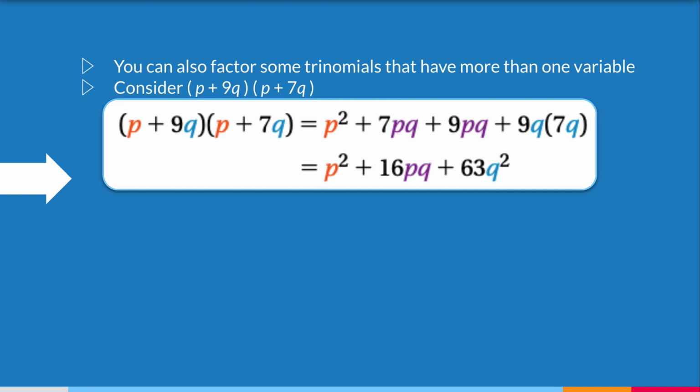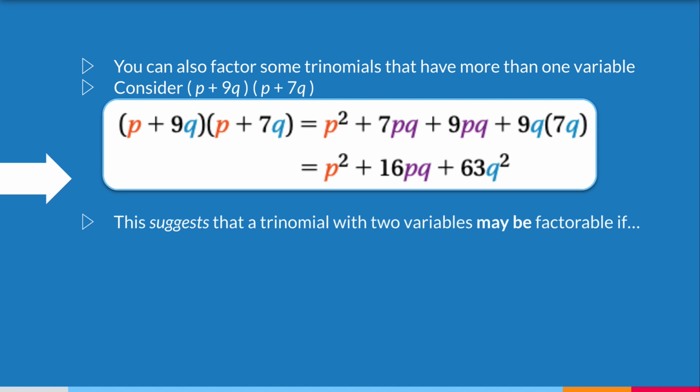We have p squared. We have a middle term: the 7pq and the 9pq are like terms and can be combined to give us 16pq. And then our last term is 63q squared. A couple of things need to be true for this to be factorable. Number one, it is only factorable in certain cases. The first term must be the square of one variable, for example p squared. I can't have anything else.